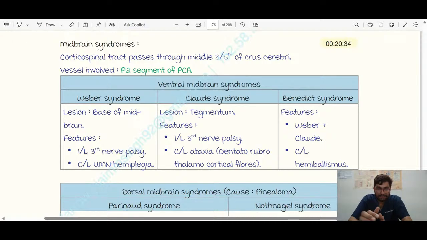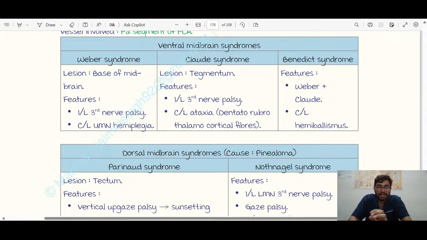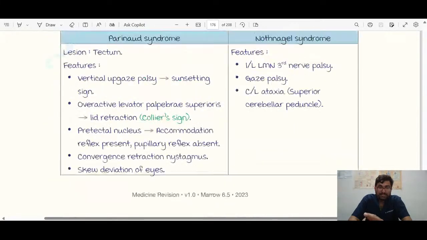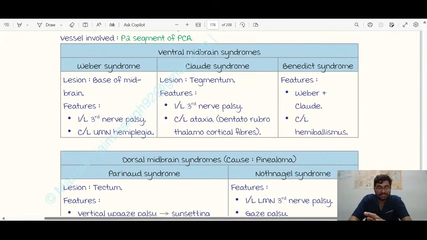Vessels involved: it is a P2 segment, posterior cerebral artery. Ventral midbrain syndrome, dorsal midbrain syndrome. These two are the most important syndromes that are discussed. So here the Weber, Claude and Benedikt syndromes are affected. Here the lesions are at the base of the midbrain and tegmentum. Base of midbrain features: ipsilateral third nerve palsy, contralateral upper motor hemiplegia.